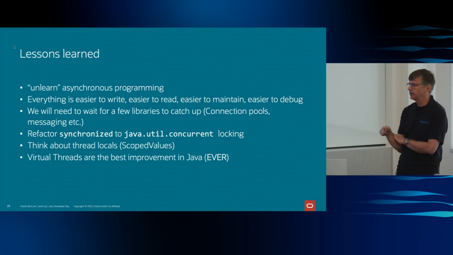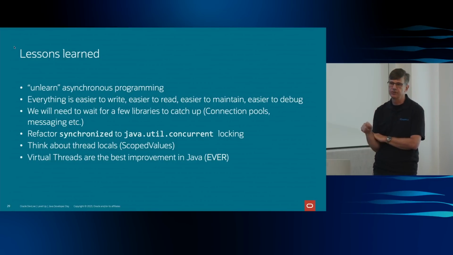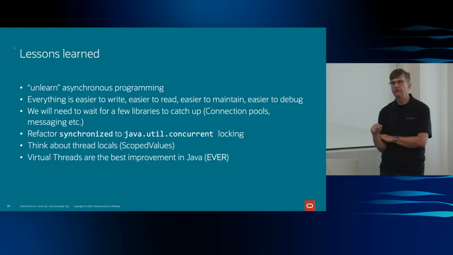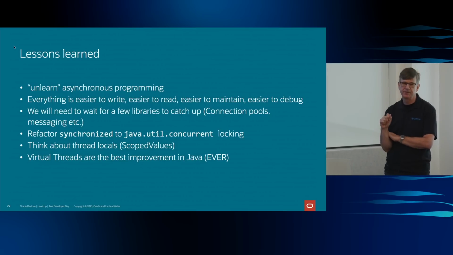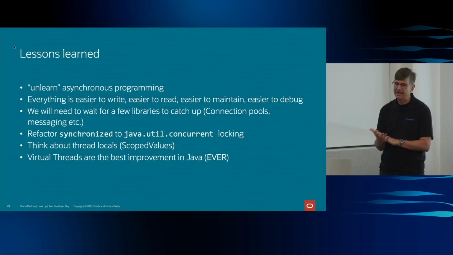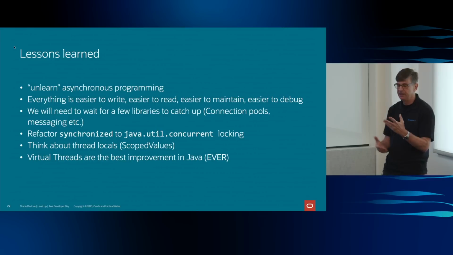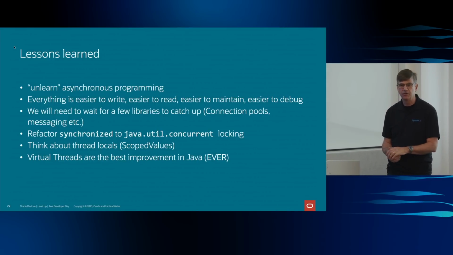I talked about refactoring synchronized to Java util concurrent locking. One of those areas that you have to take a close look at is the use of thread locals. So while virtual threads do support thread locals, often the use of thread locals assumes a threading model. What I mean by that is often the code that is setting the thread local is assuming there's going to be a relatively small number of threads. That might not be true with virtual threads.